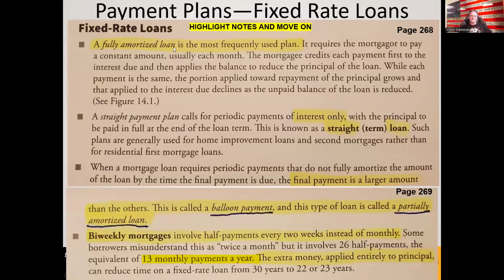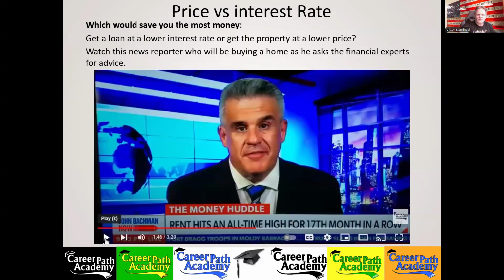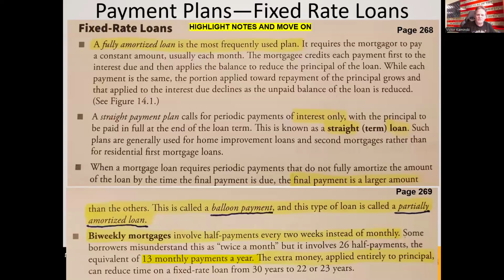All right, so let's highlight these notes here about fixed rate loans, biweekly mortgages, etc., and the partially amortized loans with the balloon payment. Do the highlights, and then I will switch. Yeah, let's just do those highlights for now. We'll do those highlights, and then we're done for today, actually. That's as far as we're getting.